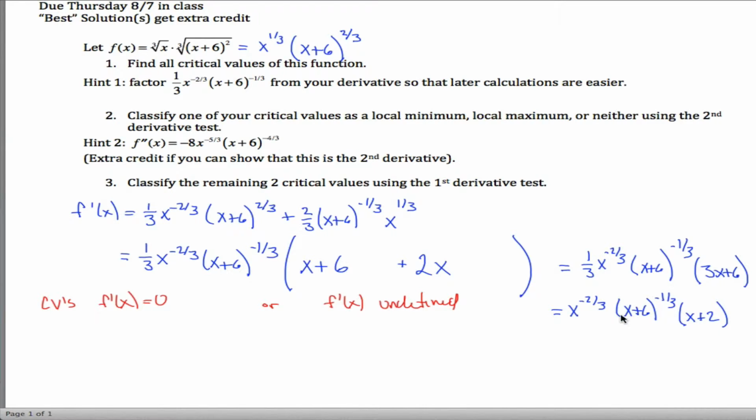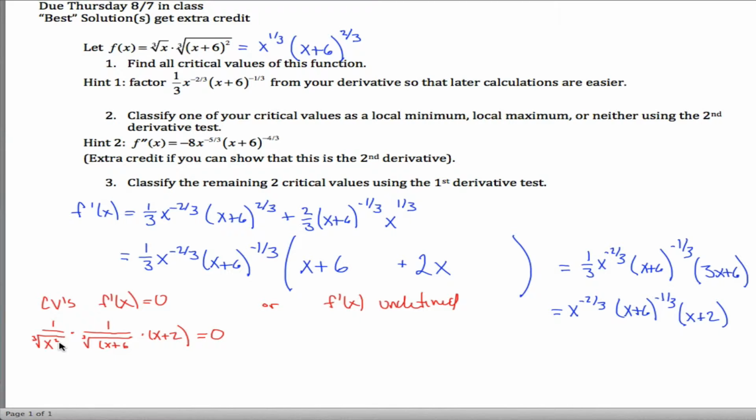F prime of x equals 0. I got x to the negative 2/3, which I can write as 1 over the cubed root of x squared. That's x to the negative 2/3. I'll multiply that by x plus 6 to the 1/3, which I can write as 1 divided by the cubed root of x plus 6. I'm going to multiply that by x plus 2.